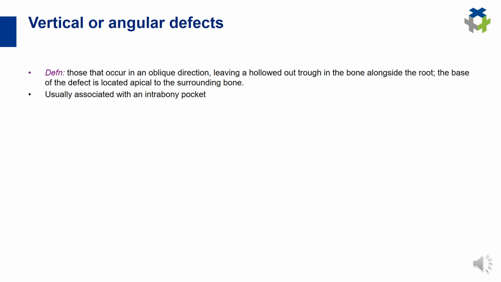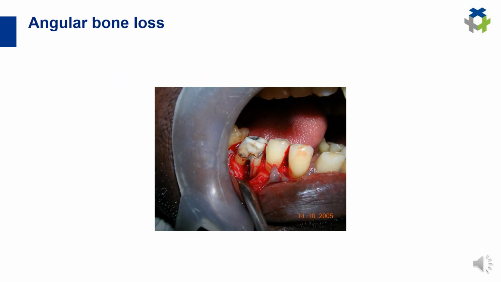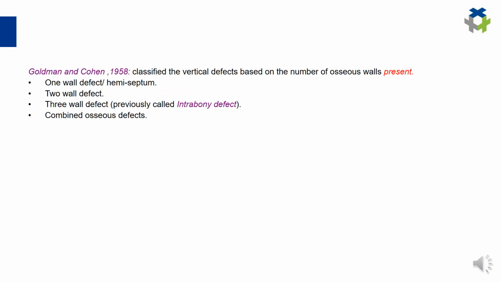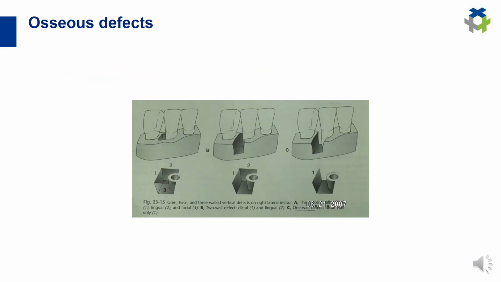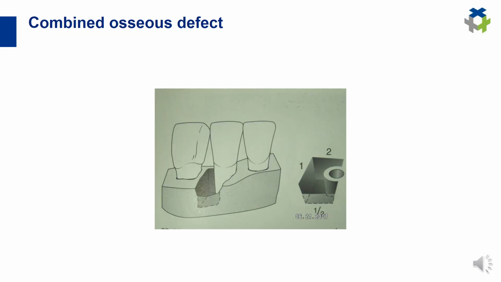The angular defects or vertical defects, which occur in an oblique direction, are usually associated with the intra-bony pocket. This is an angular defect. Goldman and Cohen in 1958 classified vertical bone defects into one wall, two wall and three wall defects. This is the diagrammatic representation of one wall, two wall and three wall defects, where the number of walls are present, not absent. This is a combined osseous defect where you have a three wall defect.